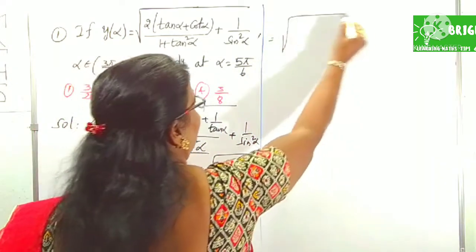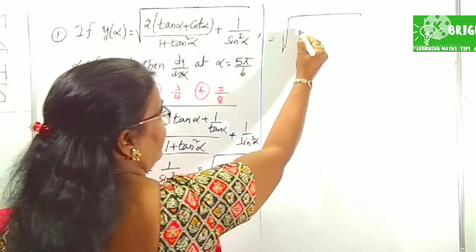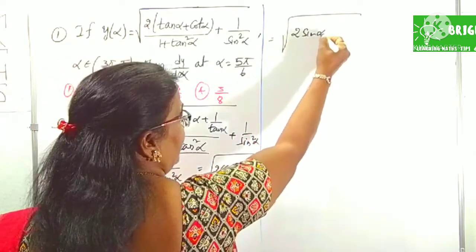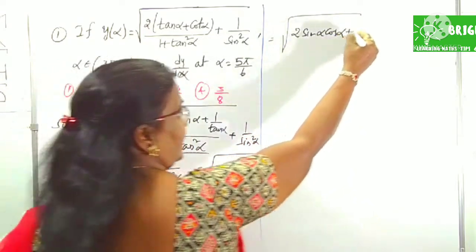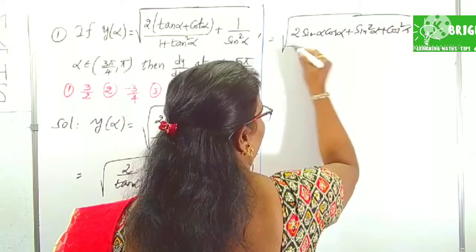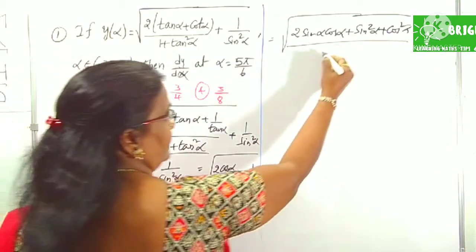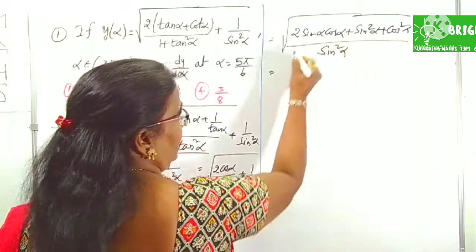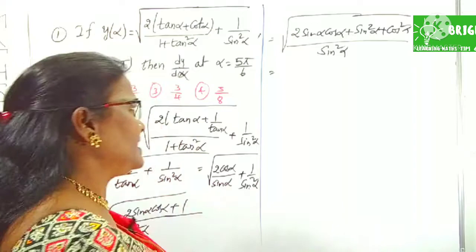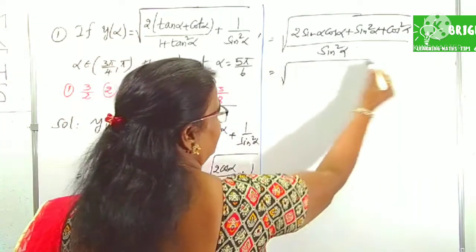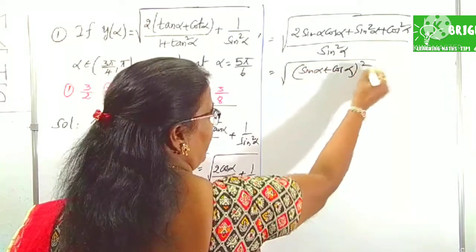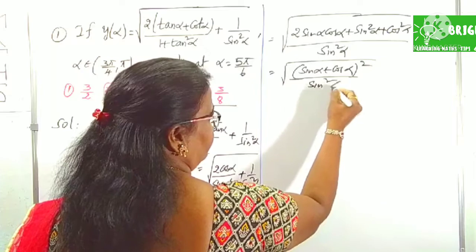Root over 2 sin alpha cos alpha plus 1, we can write as sin square alpha plus cos square alpha, and all divided by sin square alpha. Now, the numerator is in the form a square plus b square plus 2ab, which means a plus b whole square. So it is root over sin alpha plus cos alpha whole square by sin square alpha, right?